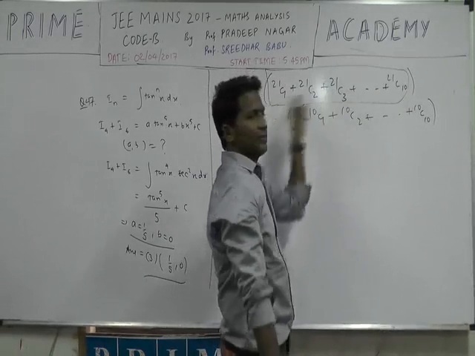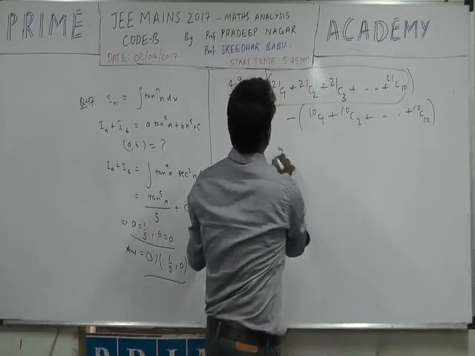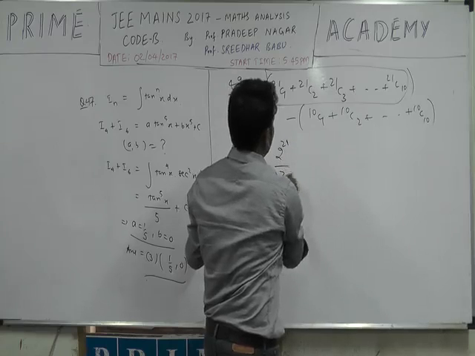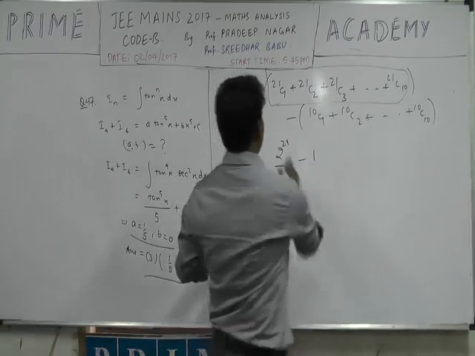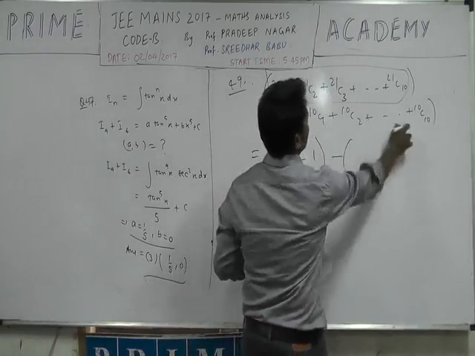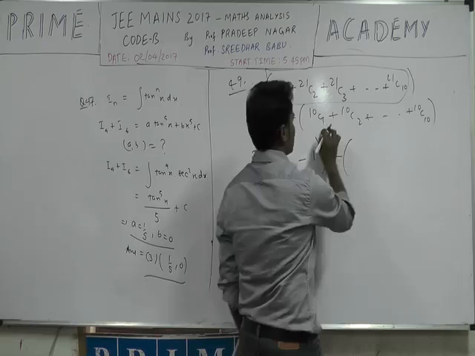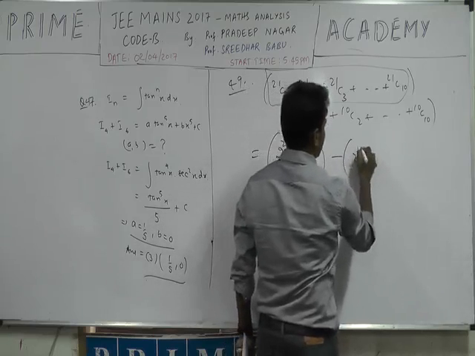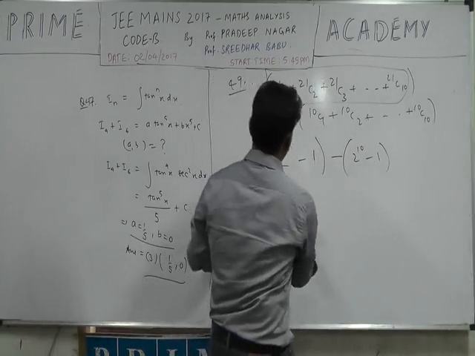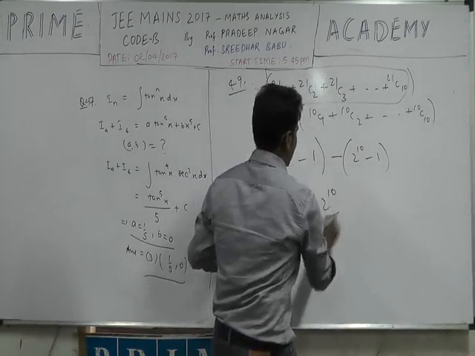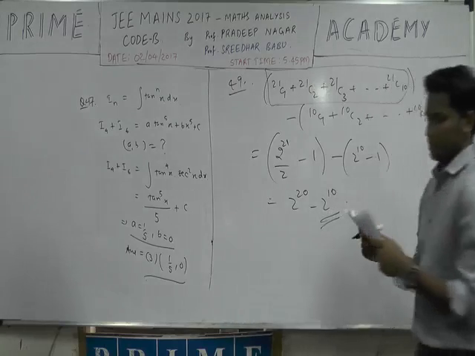we got 1 less than the half of the coefficients. So we can write this as 2 power 21 by 2 minus 1, because 21C0 is 1. And minus, here we got all coefficients except the first coefficient, which is 10C0, which is 1. So here the sum is 2 power 10 minus 1. Now when we simplify, we get 2 power 20 minus 2 power 10. So the answer is option 1.